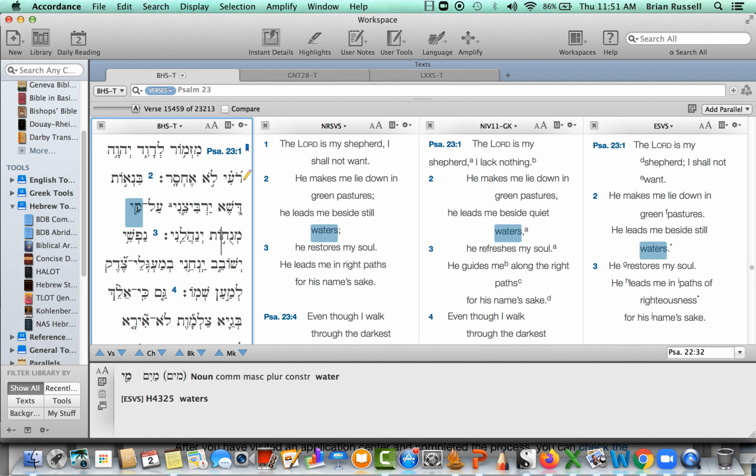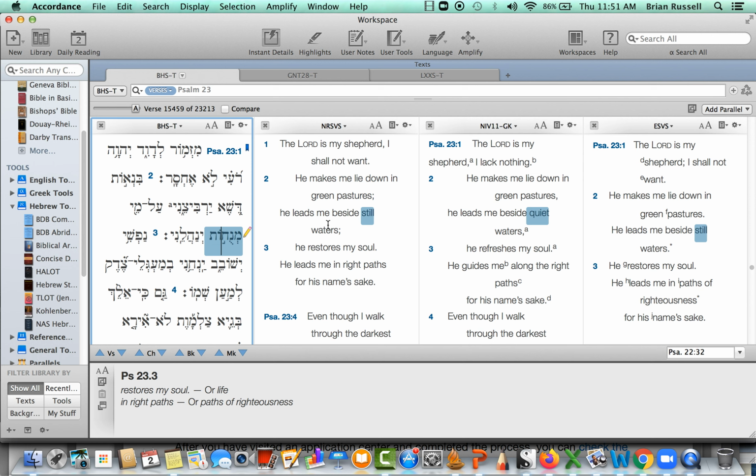Okay, so we have waters of still, and then the verb, we have a piel imperfect with our suffix on there. So he guides me, he leads me by waters of still, beside still waters. Okay, the imperfect, probably progressive again. Notice the consistency in the translation. He leads me, he leads me, he leads me. So that's in the present. That's a progressive. Again, could be future. Maybe you add it. So it could be he will lead me.